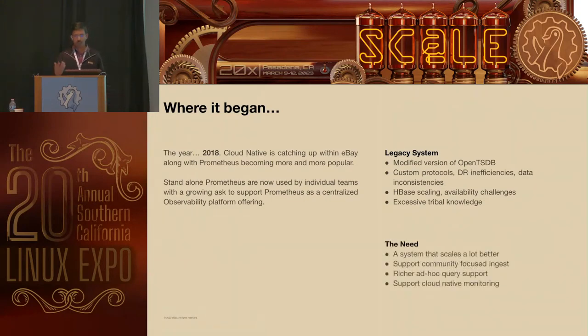So what we wanted at that time was a system that scaled a lot better. It was more community-focused, richer ad hoc query support, and it should just be cloud native, meaning it should also support cloud-native monitoring out of the box.